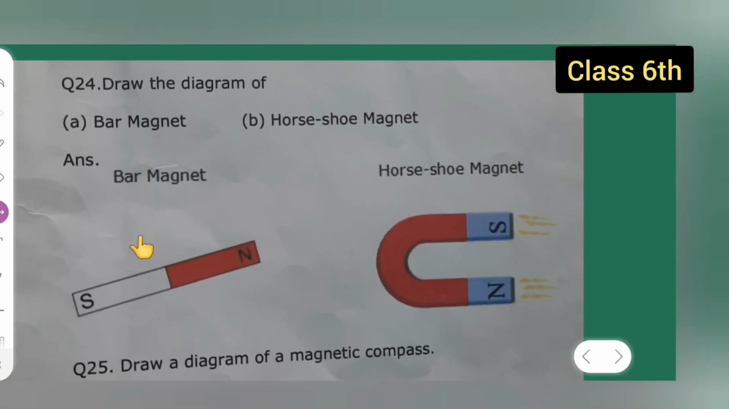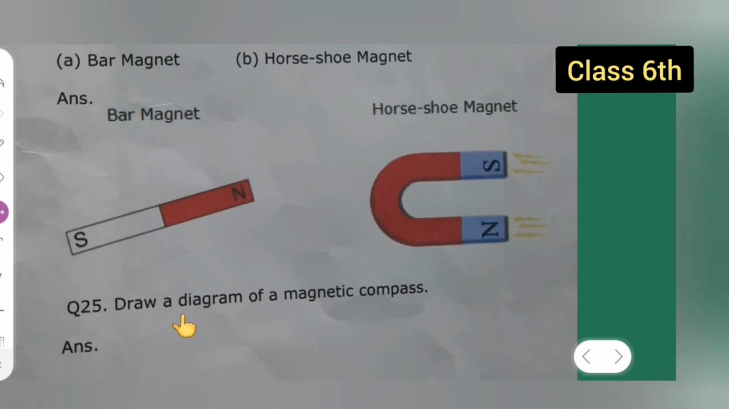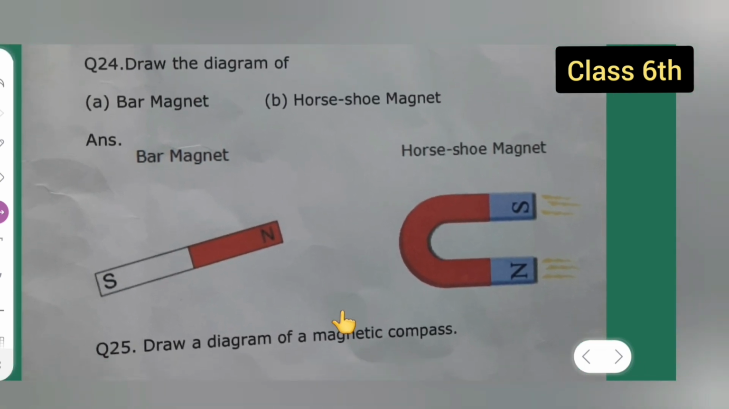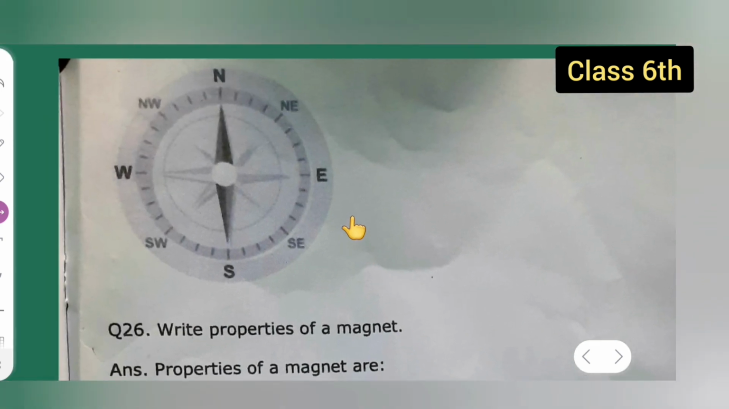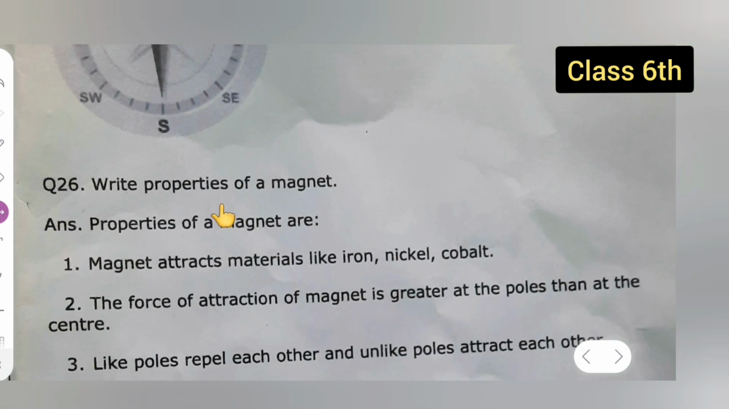Next, in the exam, if they ask you all to draw a diagram of a bar magnet, this is a bar magnet diagram, and this is a horseshoe magnet or U magnet diagram. Okay, they can also ask you to draw a diagram of a magnetic compass, which is also given to you all. So you all have to draw a diagram of a compass over here. Okay, so next is question number 26.